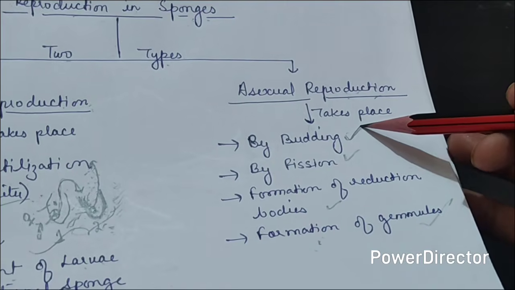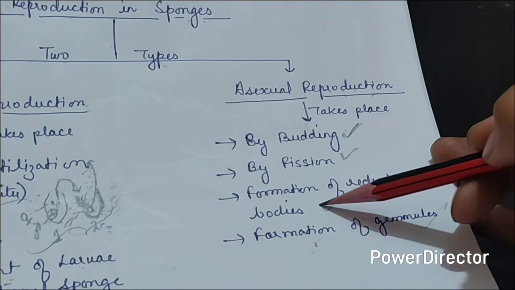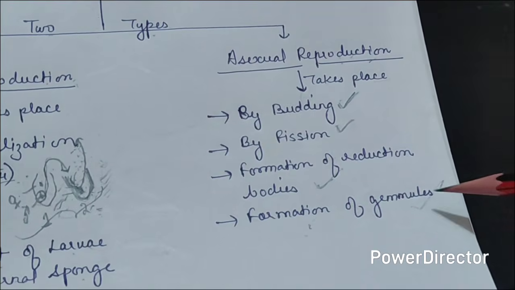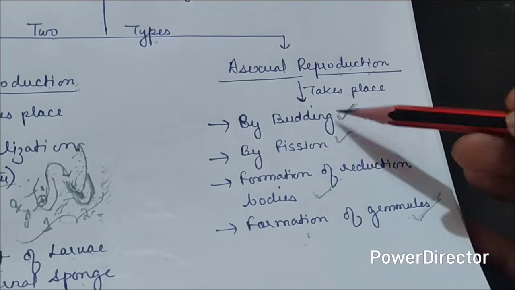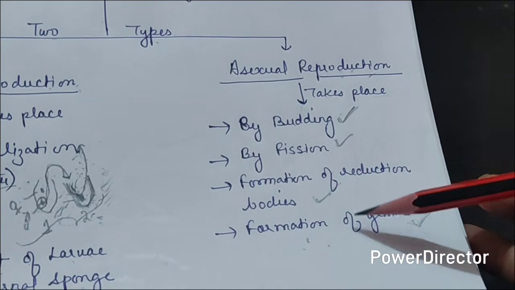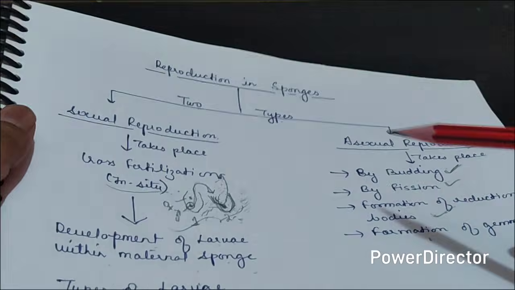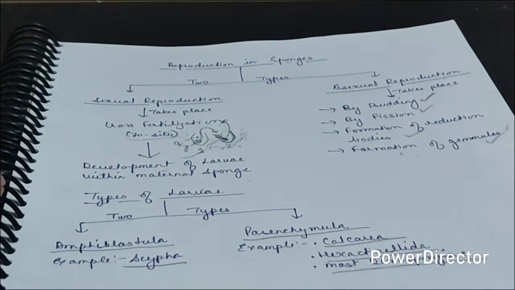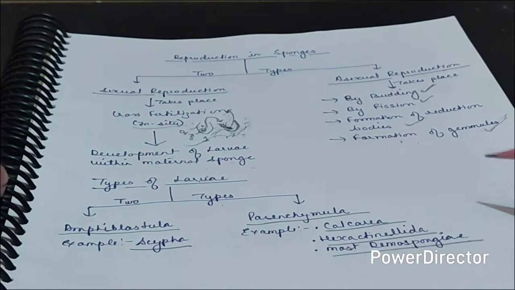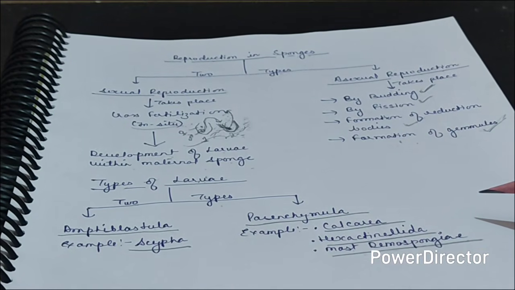पहला हमारा है by budding process से, दूसरा है by fission से, तीसरा है फॉर्मेशन ऑफ रिडक्शन बॉडीज और चौथा है फॉर्मेशन ऑफ जेम्यूल्स. सो ऑल दीज टाइप्स वी विल स्टडी इन डिटेल इन आवर नेक्स्ट वीडियो, एंड दिस इज ऑल अबाउट द ओवरव्यू ऑफ द रिप्रोडक्शन इन स्पॉन्जेस, एंड वी विल कवर the sexual reproduction in detail and the asexual reproduction in detail in our upcoming series of reproduction in sponges.